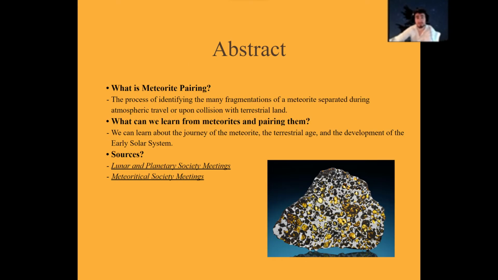Meteorite pairing is a process of identifying the many fragmentations of a meteorite separated during atmospheric travel or upon collision with terrestrial land. The pairing process is accomplished through a thorough comparison of properties such as petrochemical composition, mineral composition, cosmic ray exposure, as well as thermoluminescence levels. The pairing of meteorites is important to us because it allows us to understand the journey of a meteorite from its origin to its final destination, the terrestrial age of the meteorite, as well as the early formation of the solar system.